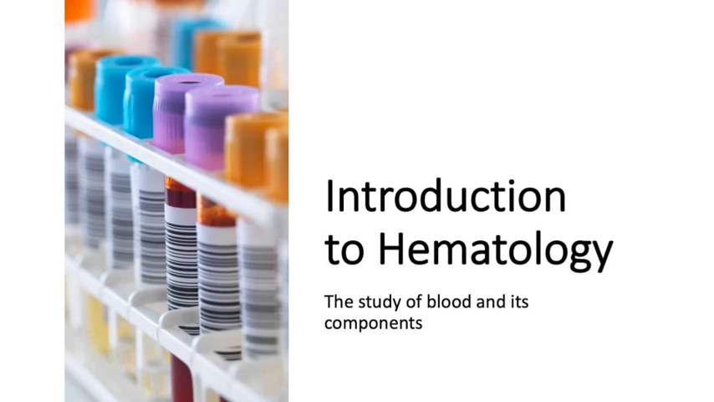Slide 19, Mean corpuscular volume, MCV. The mean corpuscular volume, MCV, is a measurement of the average volume or size of a single red blood cell. It is calculated by dividing the hematocrit by the red blood cell count. A low MCV value indicates microcytic red blood cells, which are smaller than normal. This condition is often associated with iron deficiency anemia or thalassemia.